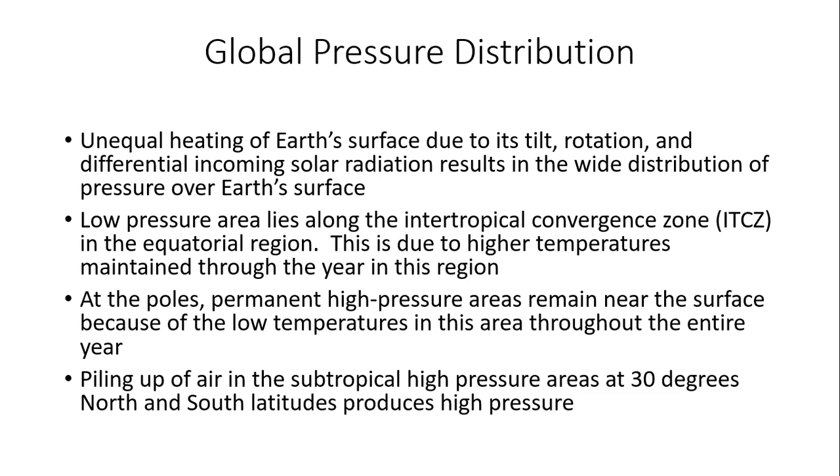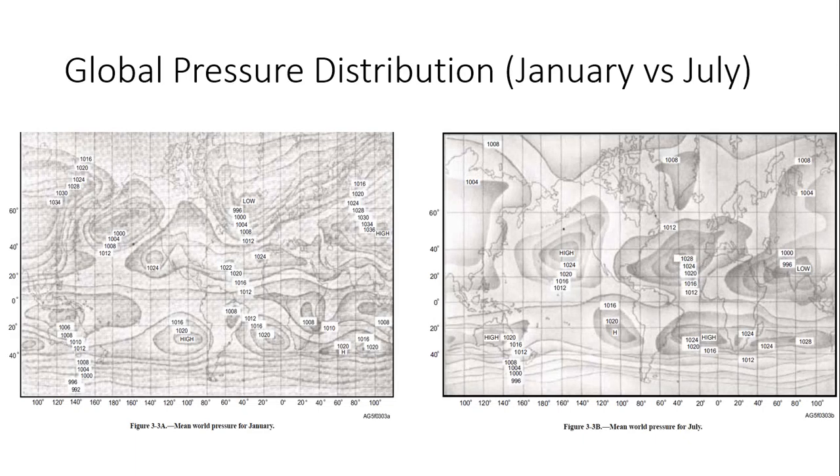Now at the polar areas, we generally have permanent high pressure areas which remain near the surface because of the very cold temperatures there throughout the entire year. Now remember that cold air is much denser and heavier. So therefore you get a lot higher pressure in areas that are cold throughout the year. And meanwhile, we have what's known as piling up of air in the subtropical high pressure areas at 30 degrees north and south latitudes, and that also produces a belt of high pressure on the globe. Here's a look at the global pressure distribution. Again, I'm comparing January on the left versus July on the right.